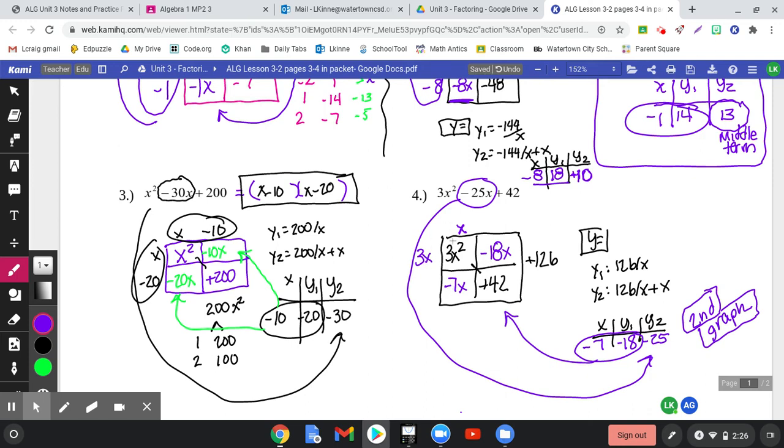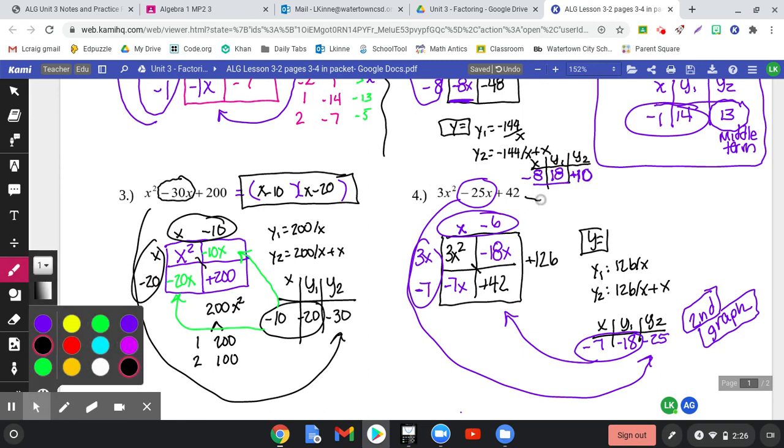Now that you have that, you can just use your puzzle pieces. 3x times what is negative 18? Negative 6. All right, 1x times what is negative 7x? Negative 7. There's your two answers. So we'll go up top here. Equals x minus 6 times 3x minus 7.